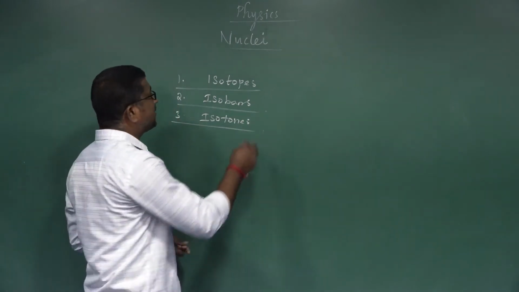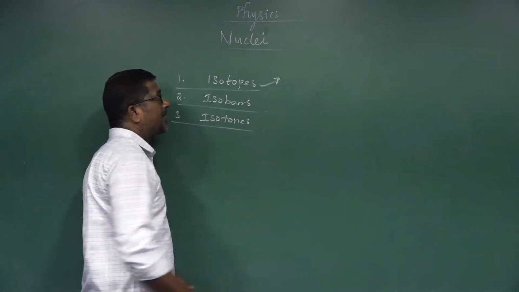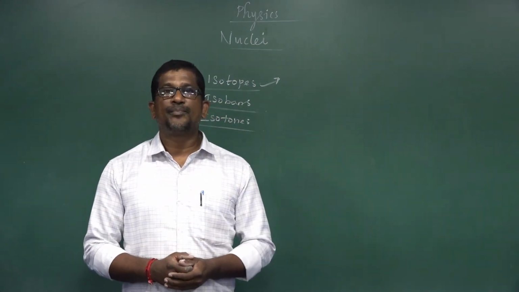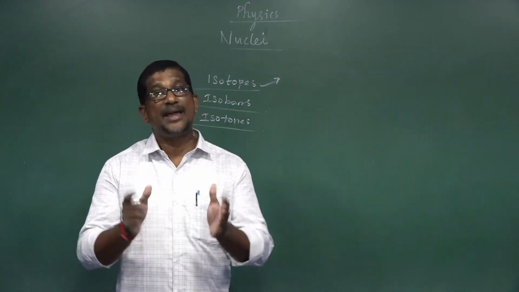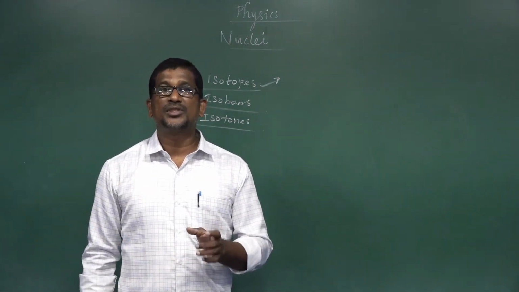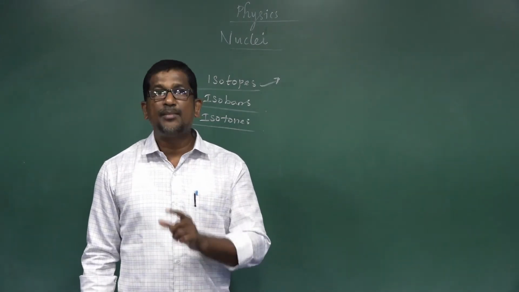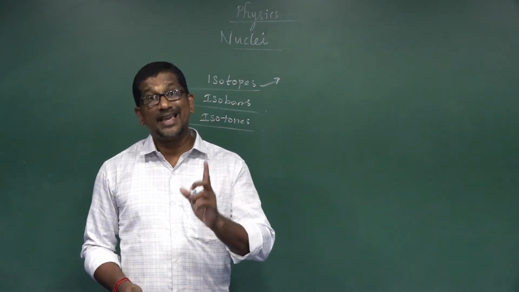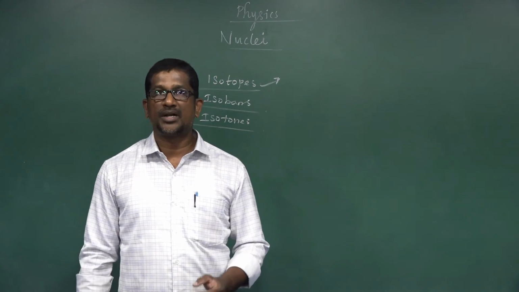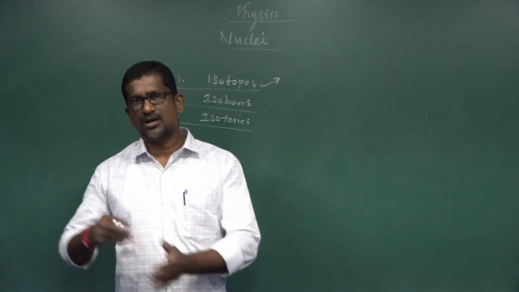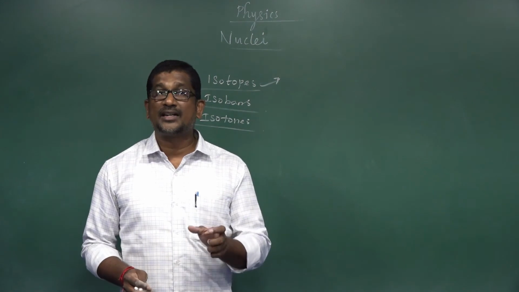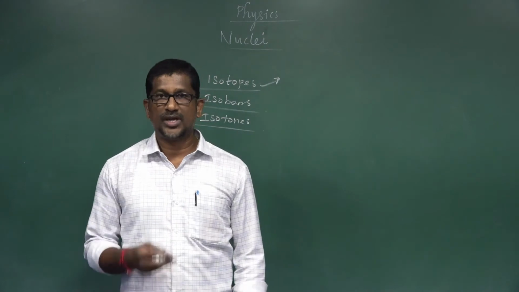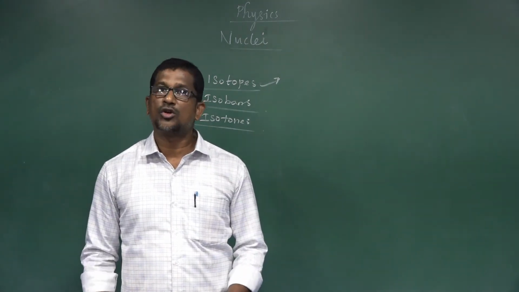So first we go for isotopes. Right. So what are called isotopes? Isotopes are the atoms of the same element having the same atomic number but different mass number. Or, on the other hand, isotopes are the atoms of the same element having the same proton number but different neutron number. Same proton number but different neutron numbers are called isotopes.